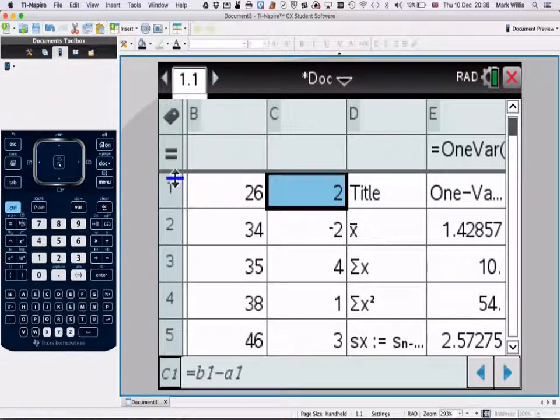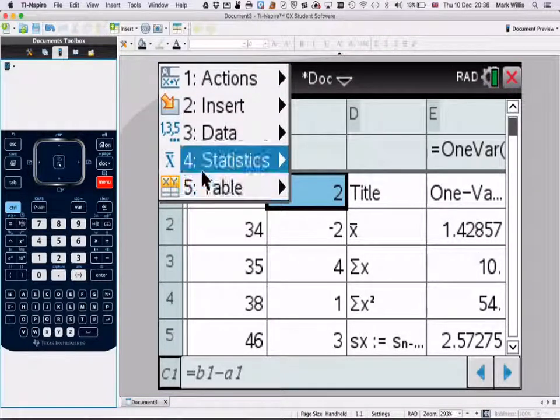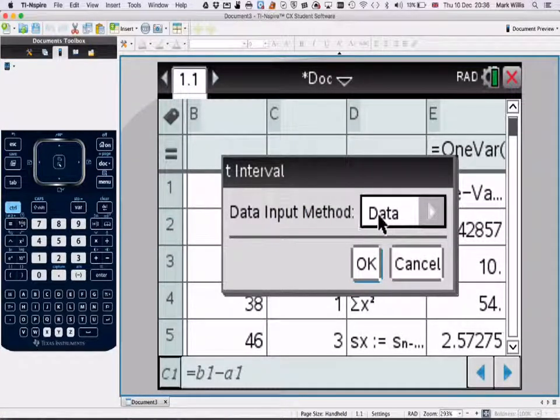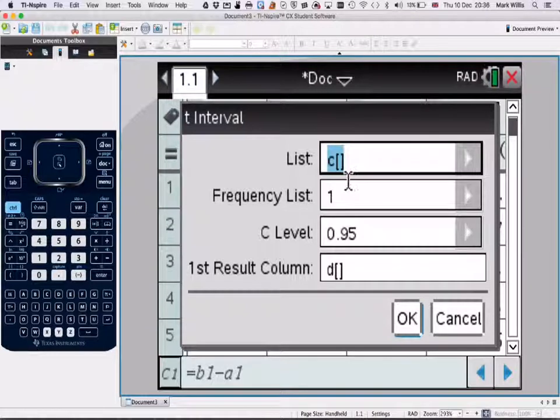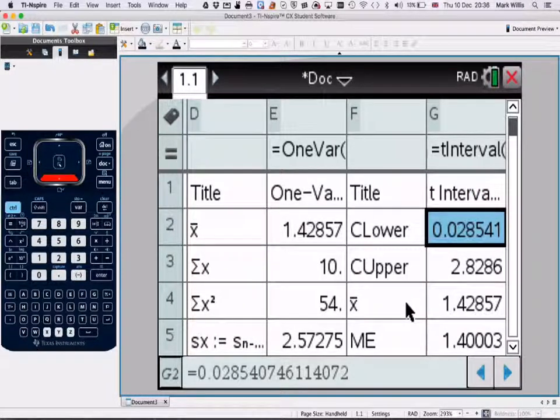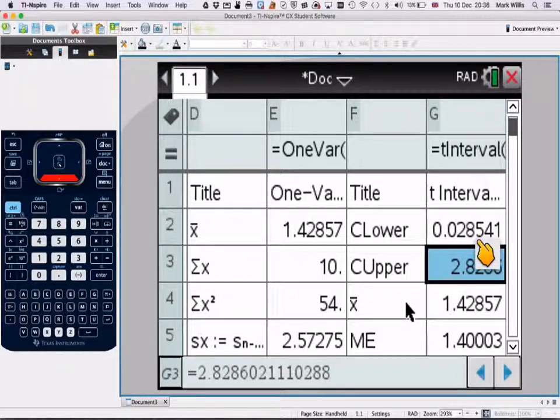right, now calculating a confidence interval. So we're going to go to menu, statistics, confidence interval, and we want a t interval. We're going to use the data, and it will select the data from C, and we'll probably want to put it in a different column. So I'm going to put column F, but the confidence interval was 80%, we want 0.8, and press OK, and then we'll get our interval values here, 0.0285 and 2.83 from the calculator, these two values here.